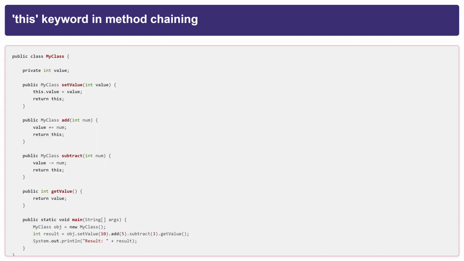In this example, this keyword is used to chain method calls. The myClass class has a setValue method that sets the value field of the object and returns the object itself. Similarly, it has add and subtract methods that perform addition and subtraction on the value field and return the object. In the main method, we create an object of myClass and use method chaining to set the value, add and subtract numbers, and get the final result. The result is then printed to the console.